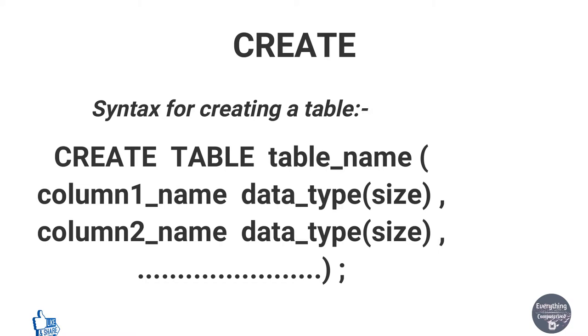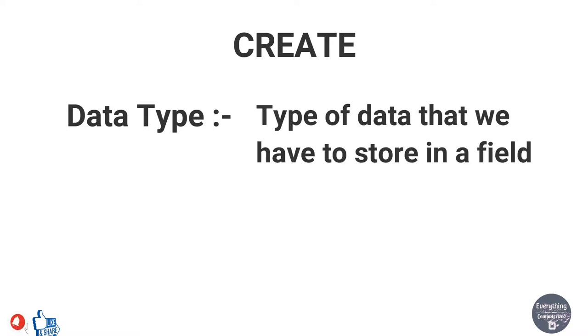Here data type means the type of data which we have to include in the specified field. For example, if we want to create a column or a field to store the name, then we have to set the data type of that field as text so that we can enter a name into that field.